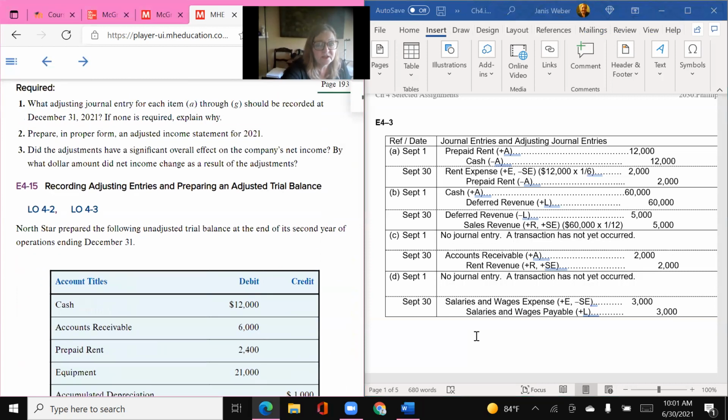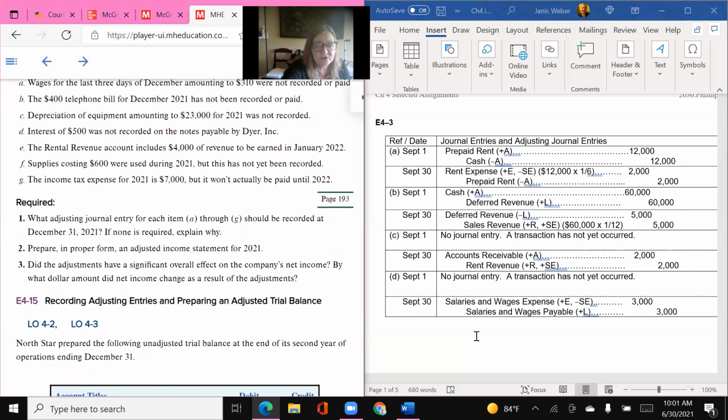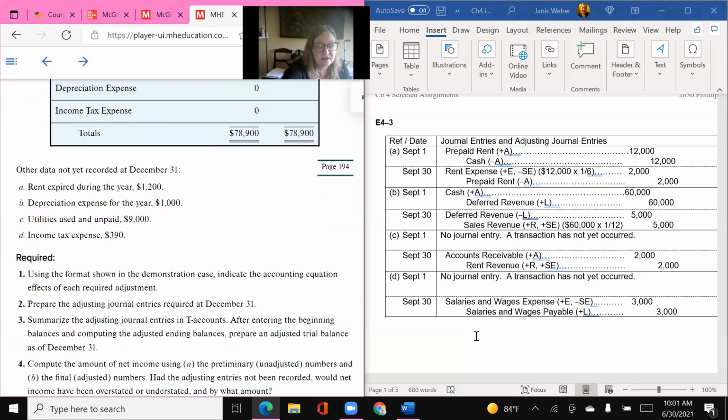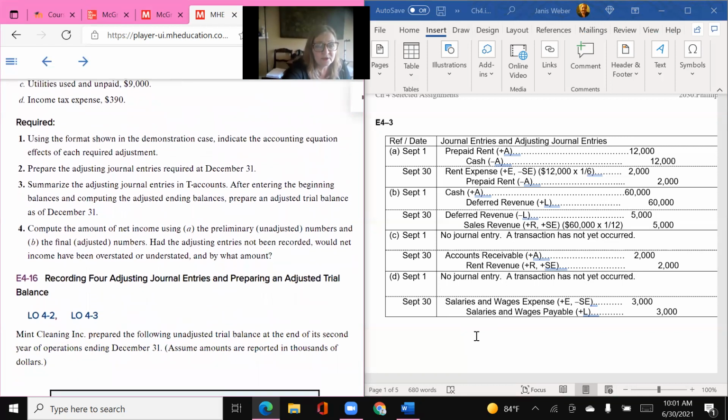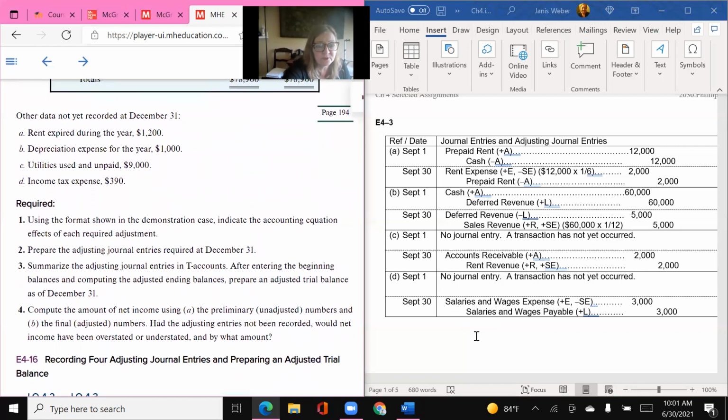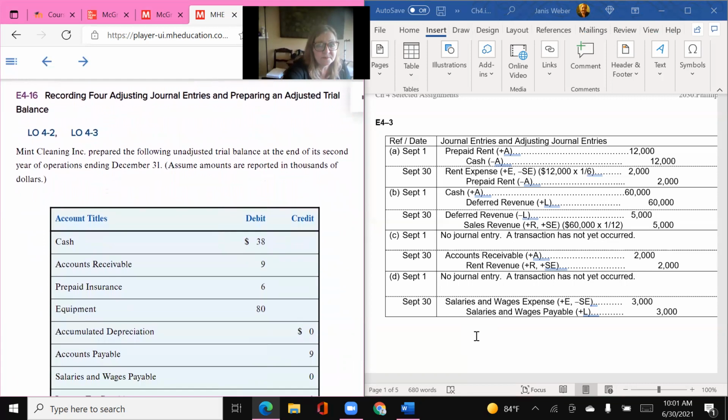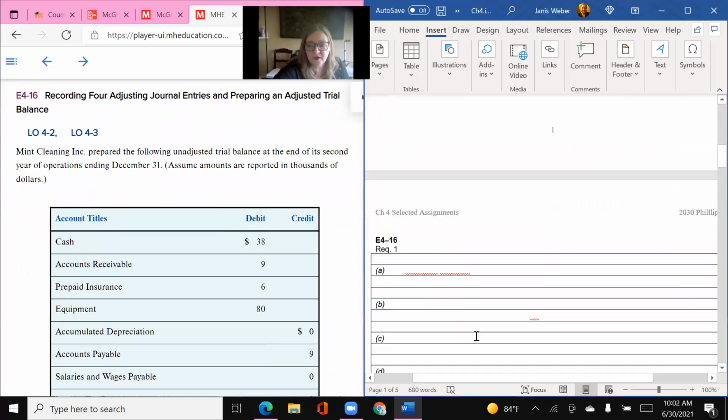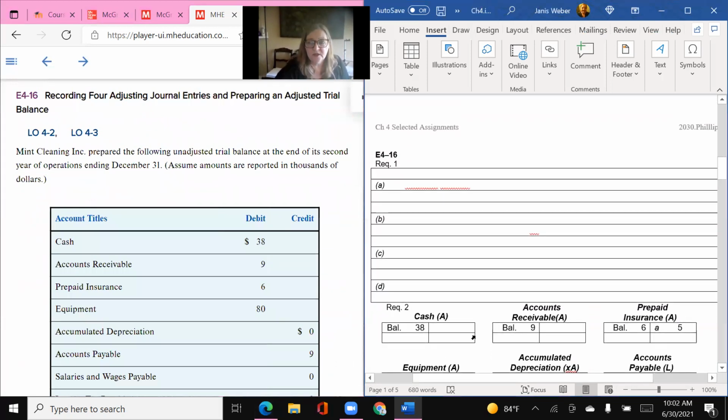Okay, wait, this is page 193. 194. It's on page 194, I believe, in your textbook. E416. So I got a worksheet for it.